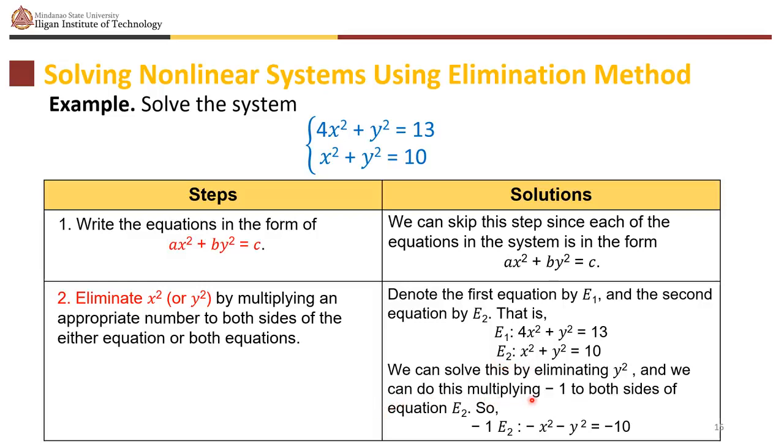Then we can solve by eliminating y squared. And if you take a look at the two equations, you can do this by multiplying -1 to equation 2 so that we can eliminate y squared. So doing that, -1 times equation 2 will now be negative x squared minus y squared equals -10.